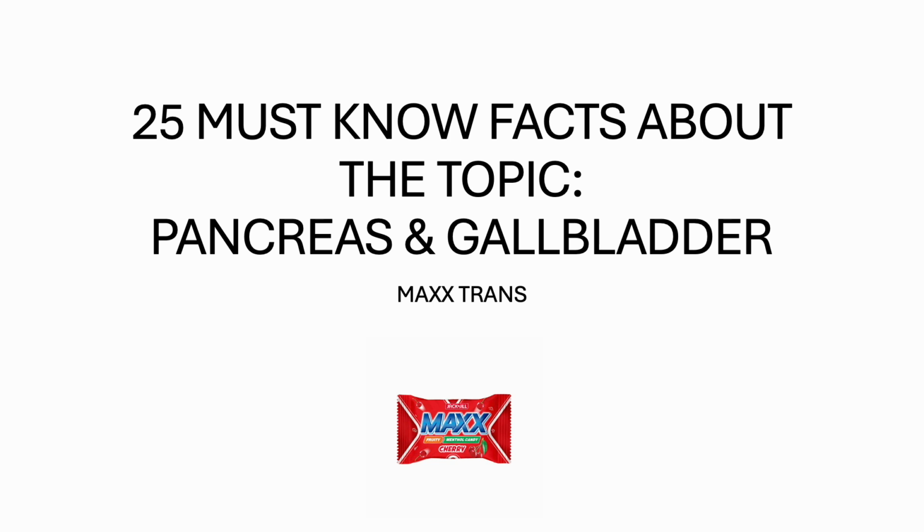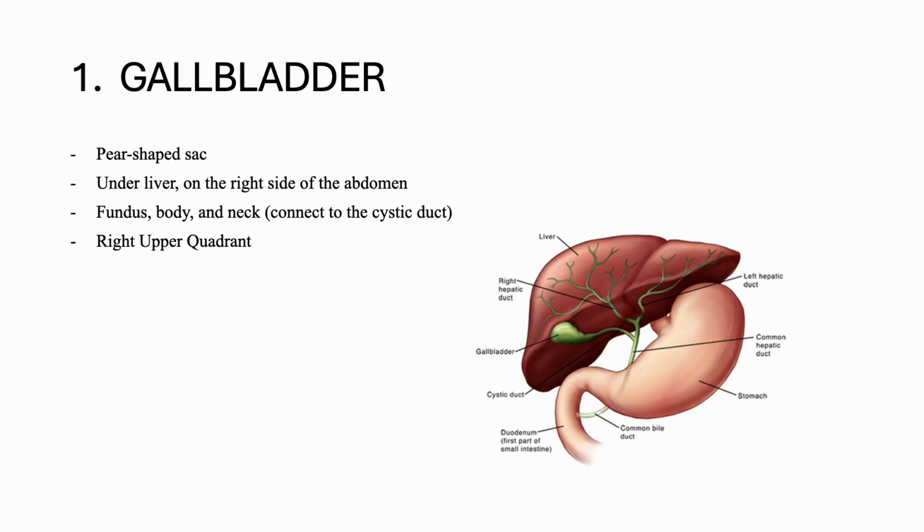Good day. So here are 25 must-know facts about the topic pancreas and gallbladder. So for the gallbladder, it's a pear-shaped sac. This is where it is. It's under the liver on the right side of the abdomen. It has three parts: the fundus, the body, and the neck.